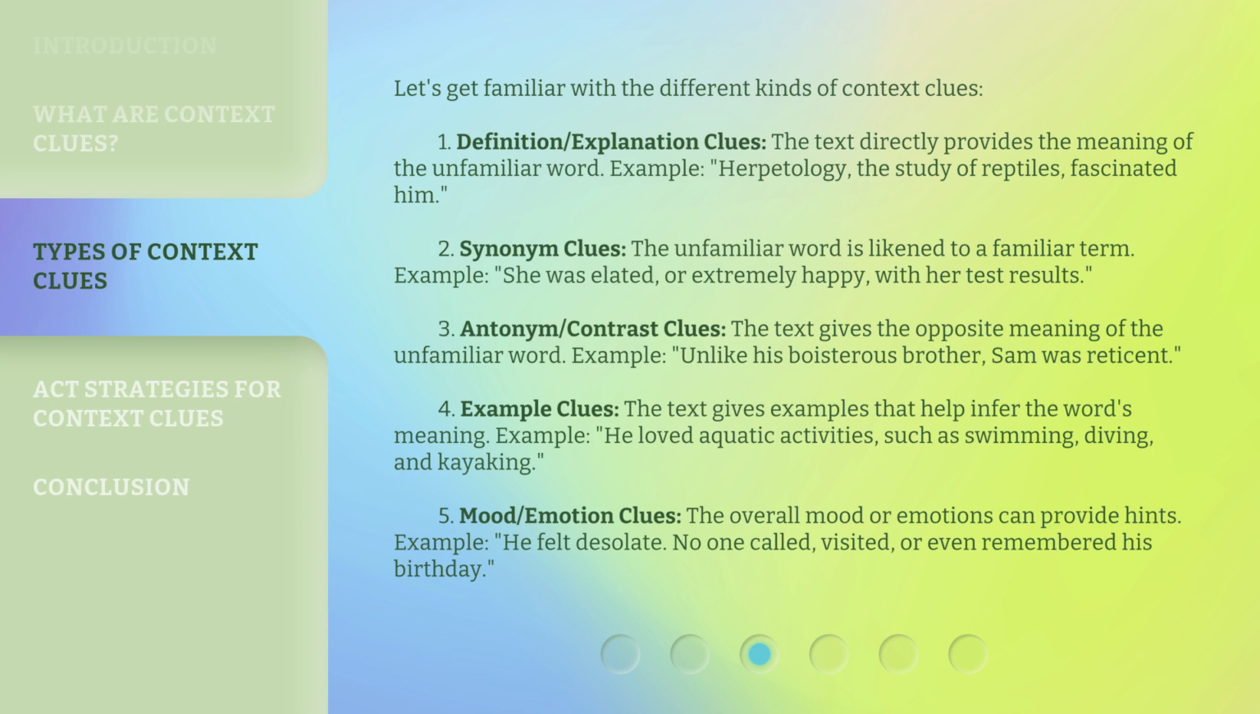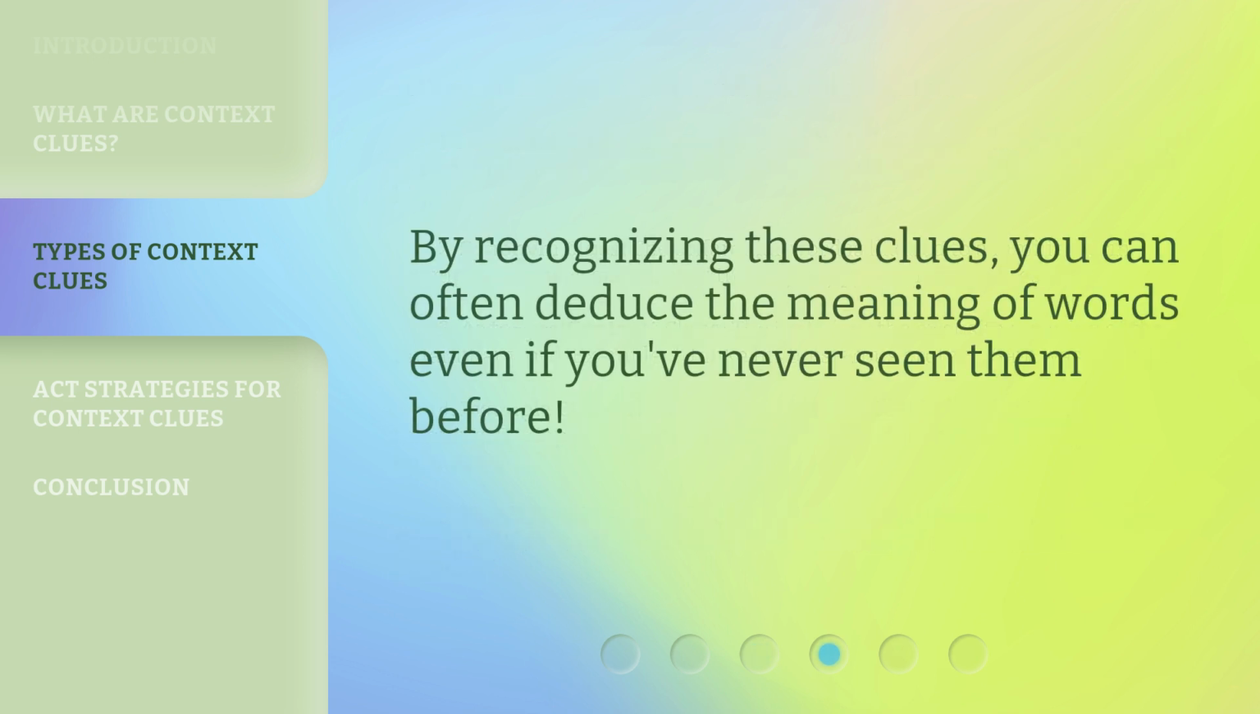5. Mood, emotion clues. The overall mood or emotions can provide hints. Example: he felt desolate. No one called, visited, or even remembered his birthday. By recognizing these clues, you can often deduce the meaning of words even if you've never seen them before.